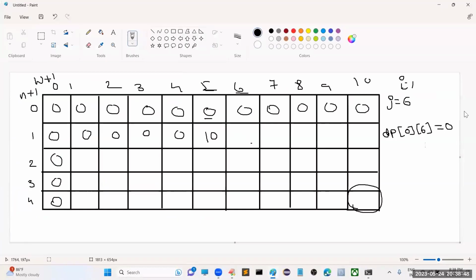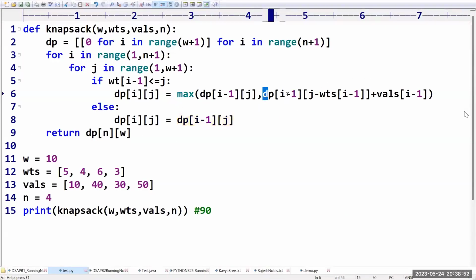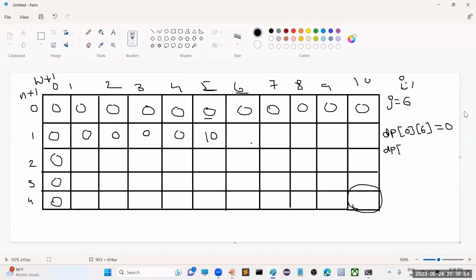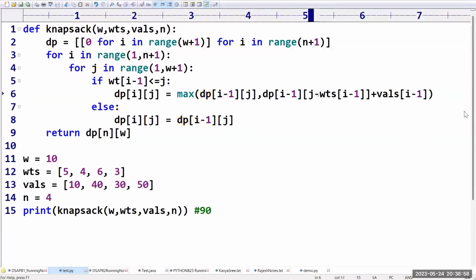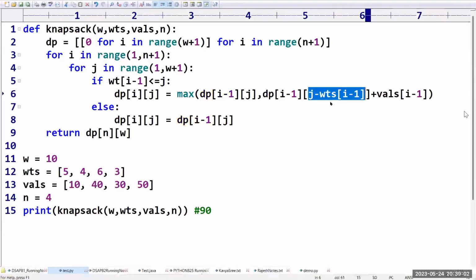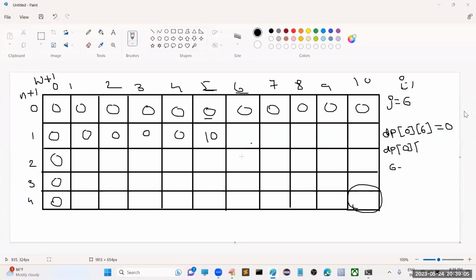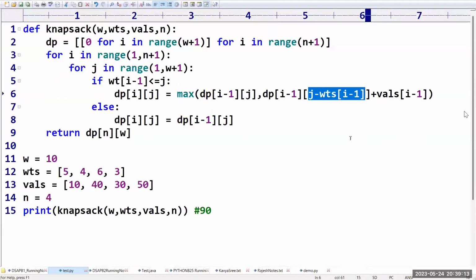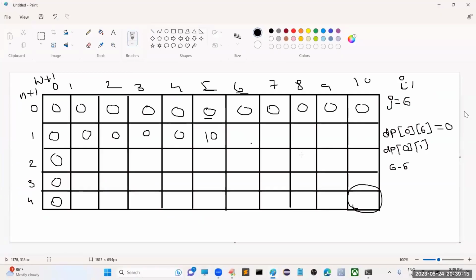We have 0. Now we are calculating the other value, dp of i minus 1, where i minus 1 is 0. What about the j value? We are writing some formula: j minus weight of 0. What is the existing j? 6 minus weight of 0. What is the weight of 0 here? 5. So 6 minus 5 we are taking, which will become 1. So dp of 0, 1. What is the dp of 0, 1 value?